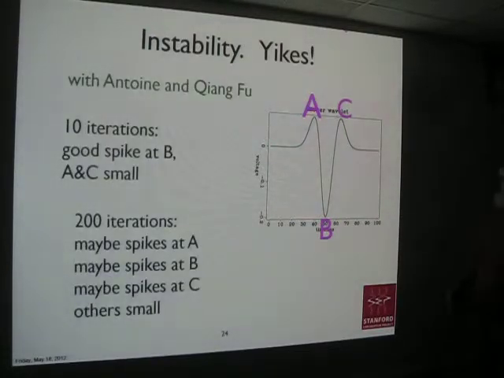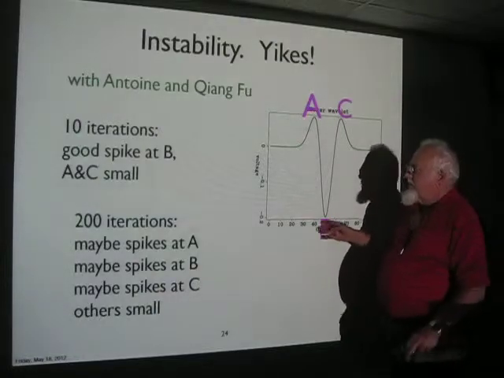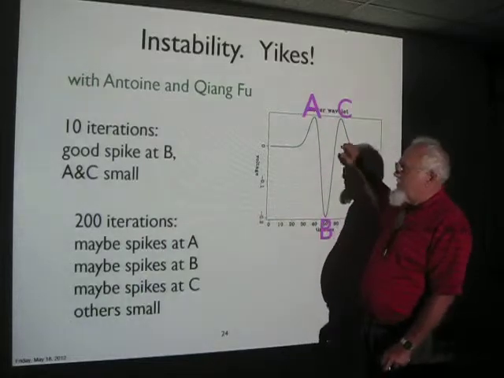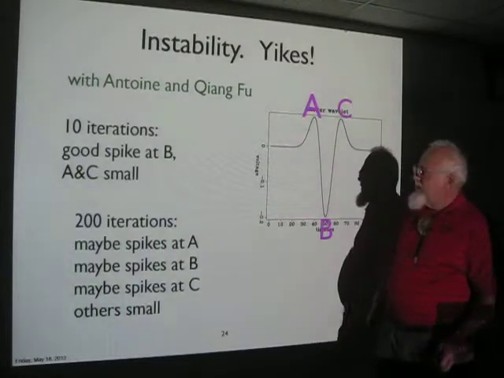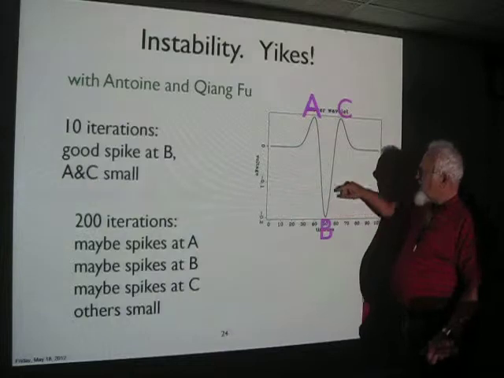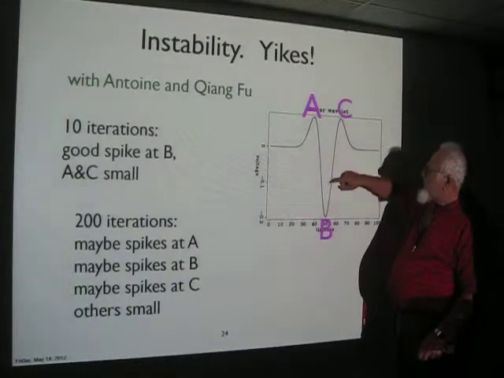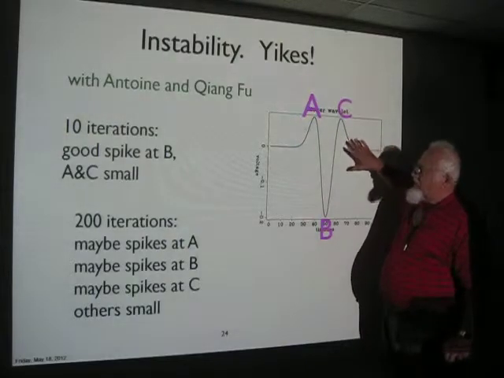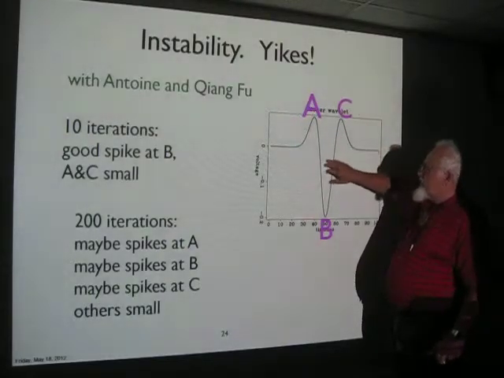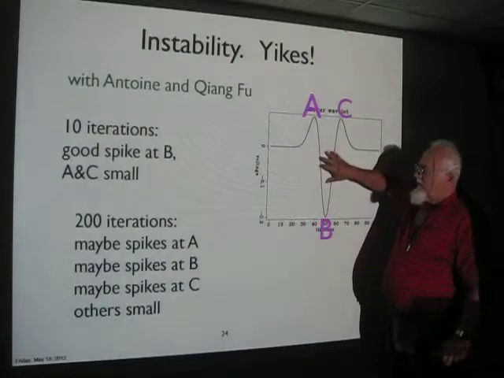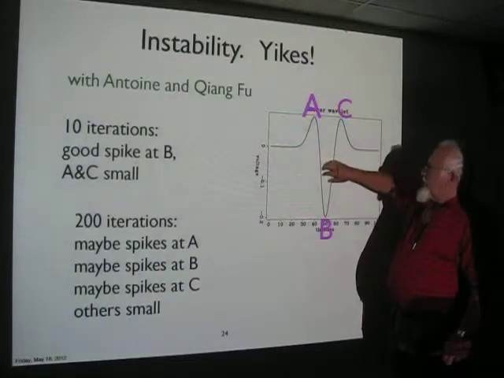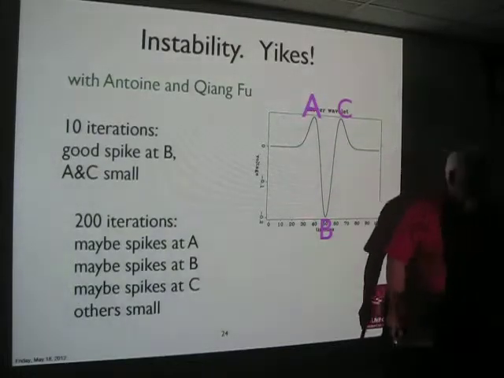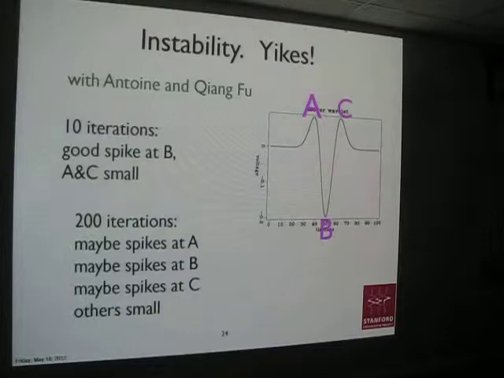And so he makes me a movie, and we see the first 10 iterations. We really get a nice spike at B, 10 iterations, great spike at B. A and C are small. Then you go 200 iterations, what happens? Well, what could happen is this spike starts to get smaller, and this little spike here starts to grow and gets bigger. So there's never any shift or anything. It's just that one spike shrinks and the other spike gains, and it wasn't shifted at all. Polarity didn't flip at all. Somehow it just starts spiking here instead of spiking there. So we were really puzzled by this.